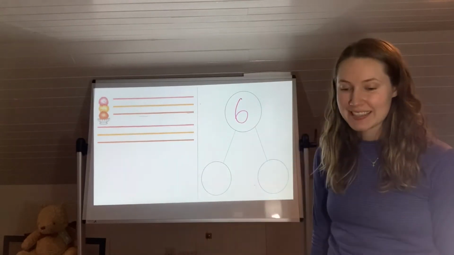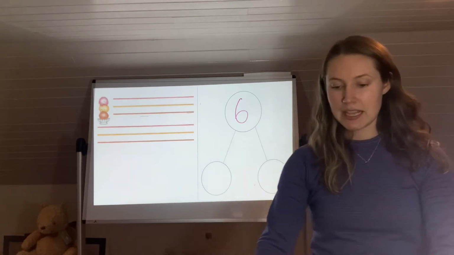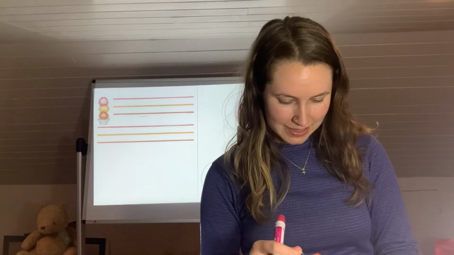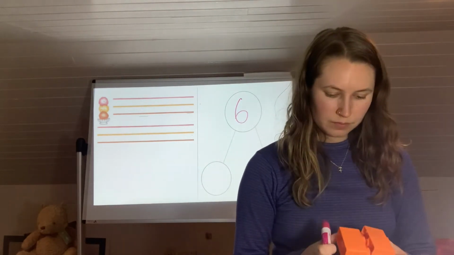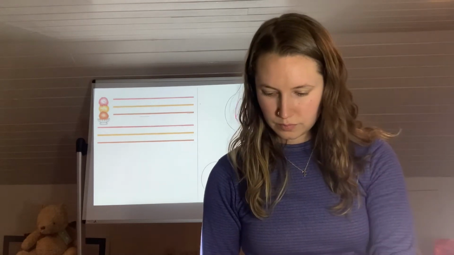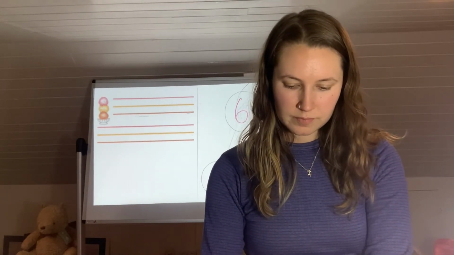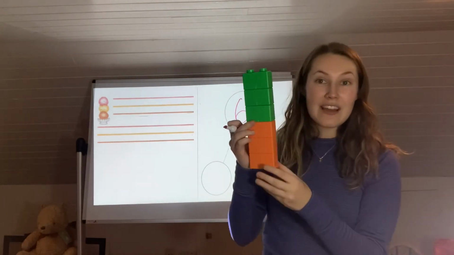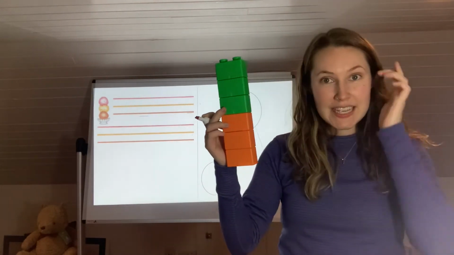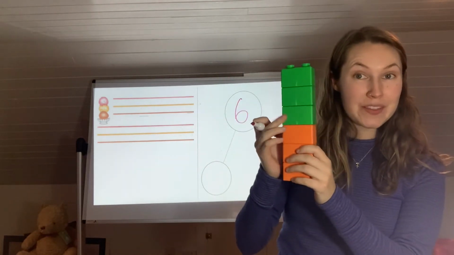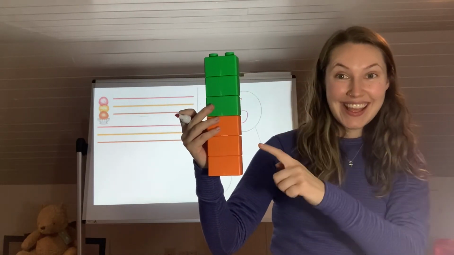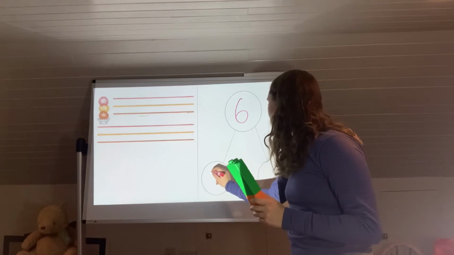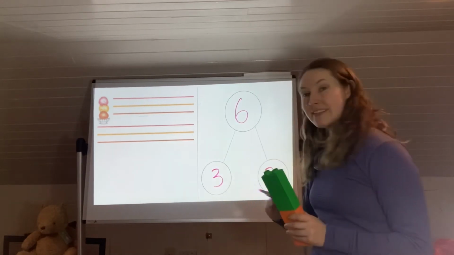We're going to talk about some of the hidden partners of 6. So if we think about the number 6, I'm going to make it with my blocks here. So I have 6 here. 1, 2, 3, 4, 5, 6. Already, I see 2 different groups here. What is one set of hidden partners I'm showing here to make 6? 3 and 3. Very good. So 3 and 3 is one way that we could make 6.